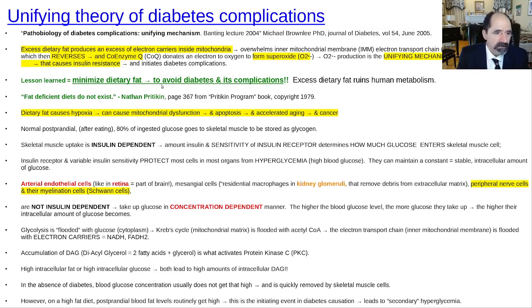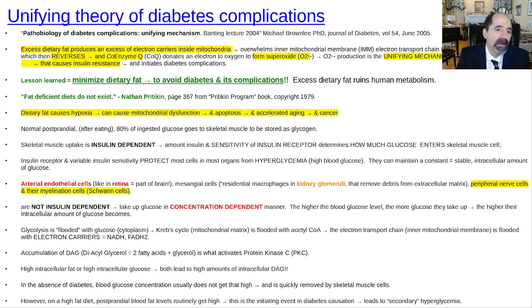Normally after eating, that's called postprandial, 80% of the ingested glucose goes to skeletal muscle, where it is stored primarily as glycogen. So the skeletal muscles are a good place to store that excess glucose right away. And then the liver also stores a lot of the glucose as glycogen as well. And it's going to use that then to maintain blood glucose overnight, along with gluconeogenesis, which is almost like a reversal of glycolysis.